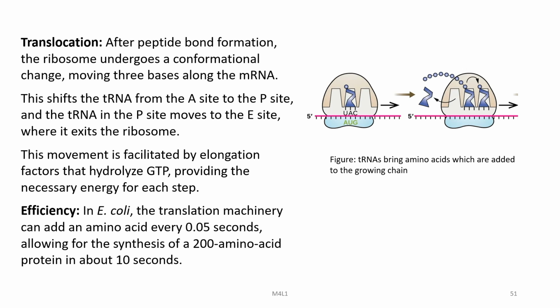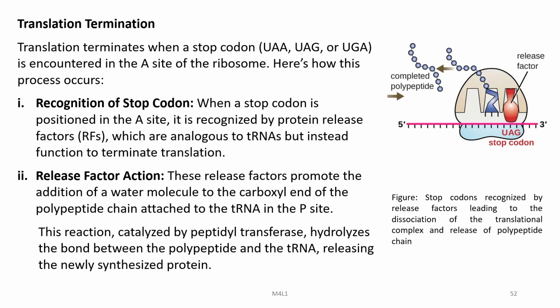Then the next step is translocation. After peptide bond formation, the ribosome undergoes a conformational change, moving 3 bases along the mRNA. This shifts the tRNA from the A site to the P site, and the tRNA in the P site moves to the E site where it exits the ribosome. This movement is facilitated by elongation factors that hydrolyze GTP, providing the necessary energy for each step. Efficiency: in E. coli, the translation machinery can add an amino acid every 0.05 seconds, allowing for the synthesis of around a 200 amino acid protein in about 10 seconds.